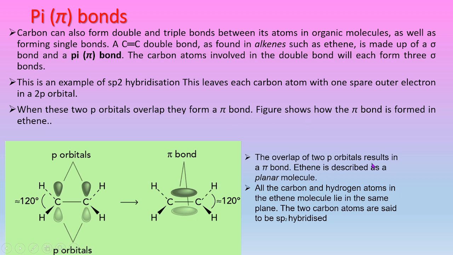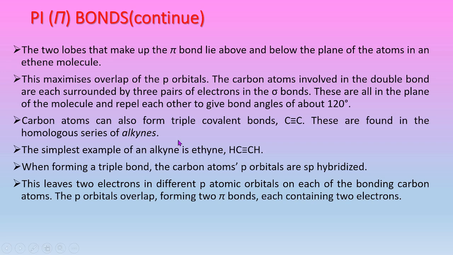So the overlap of 2p orbitals results in the pi bond. Ethene is described as a planar molecule, and the bond angle between them is 120 degrees. All the carbon and hydrogen atoms in the ethene molecule lie in the same plane. The two carbon atoms are said to be sp2 hybridized. The two lobes that make up the pi bond lie above and below the plane of atoms in an ethene molecule.